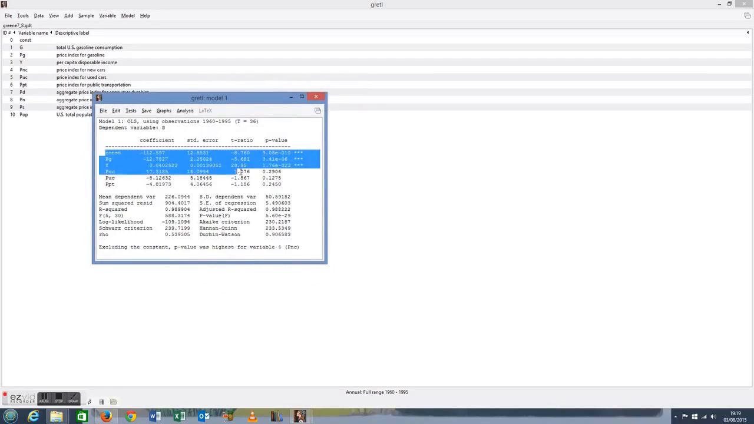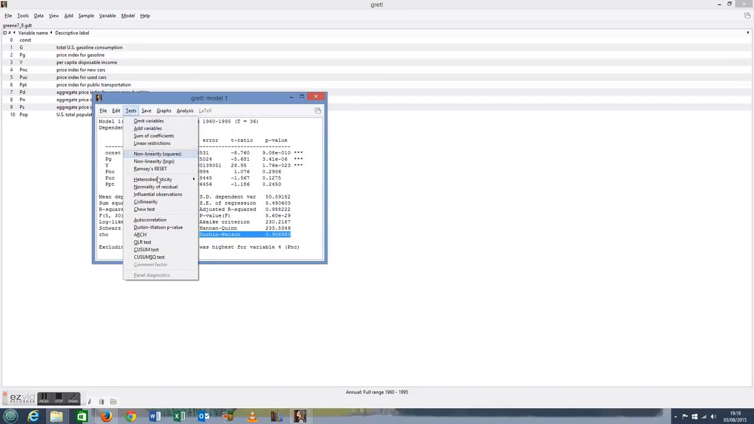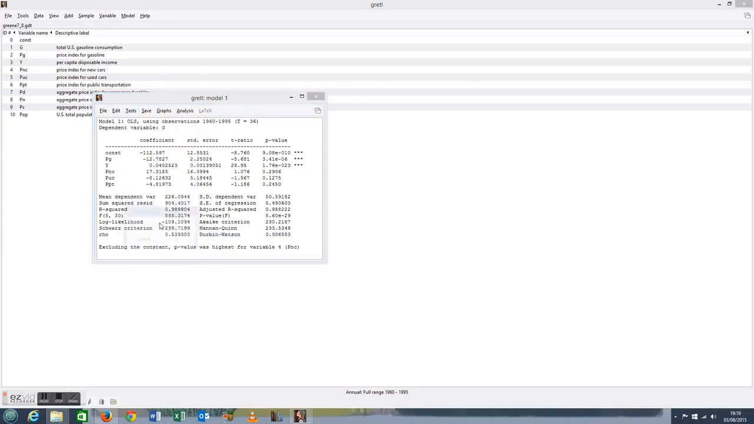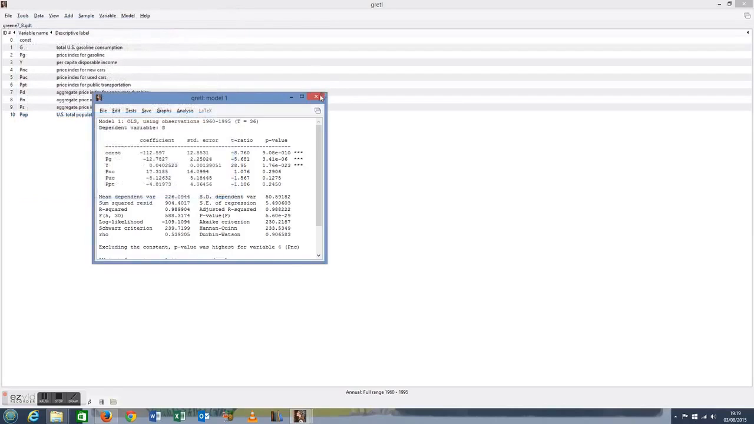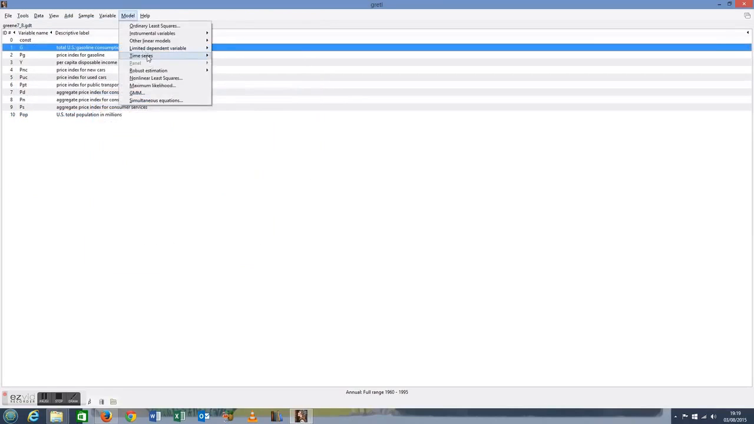Well, there's our regression. We can see that the constant, the price of gas and income is significant, but there's an autocorrelation problem. Let's do a double check. Yes, we've got a fairly massive autocorrelation problem here. It's a first order autocorrelation. What do we do next? Well, let's correct it.